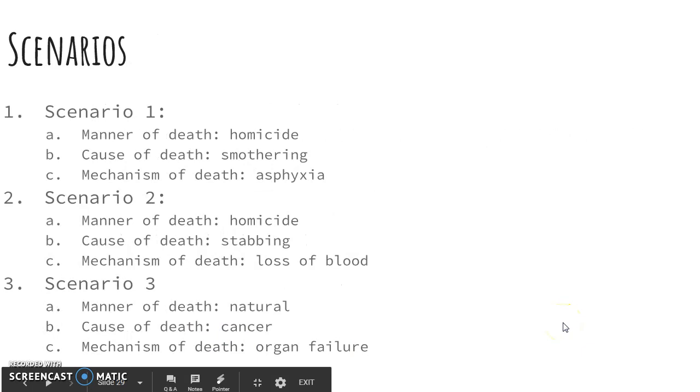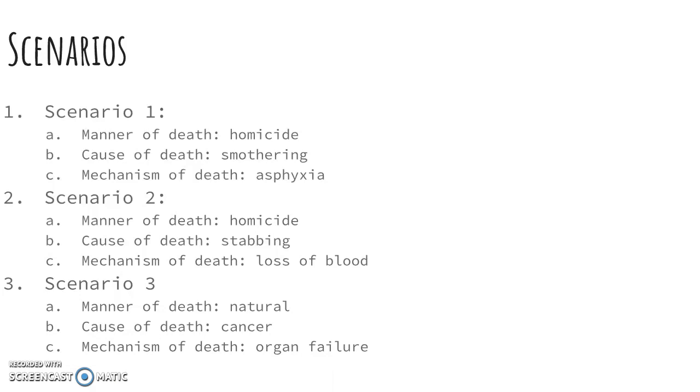I put in some scenarios to give you some ideas of how they are related. So if it's a homicide, that means that the detective can take them to court. So they can arrest a person, they can try them, and somebody is responsible for that person's death. Whereas if it's natural, they can't try Mother Nature, okay?